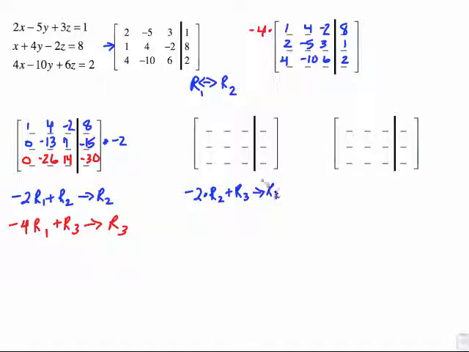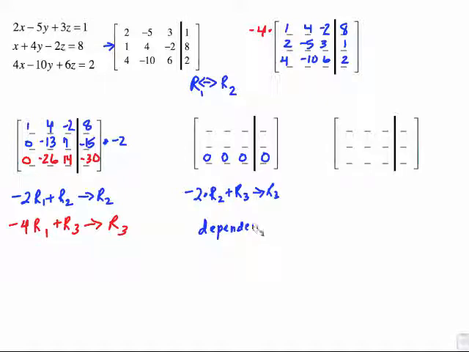in row 3. So negative 2 times 0 is 0, plus 0 is 0. Negative 2 times negative 13 is 26, plus negative 26 is 0. Negative 2 times 7 is negative 14, plus 14 is 0. And negative 2 times negative 15 is 30, plus negative 30 is 0. That's important. If I have the whole row being zeros, that tells me that this is a dependent system.